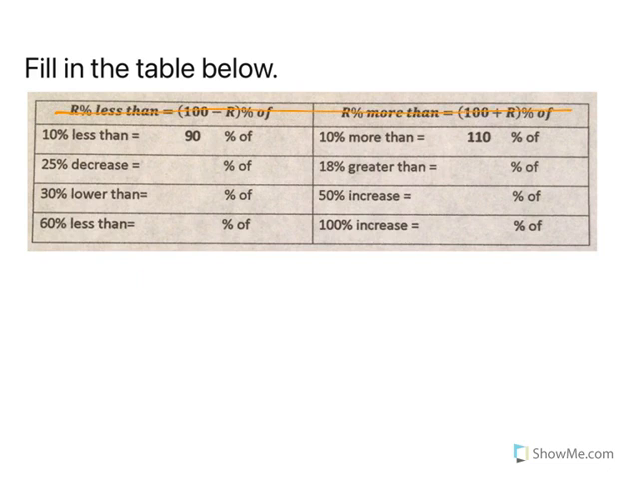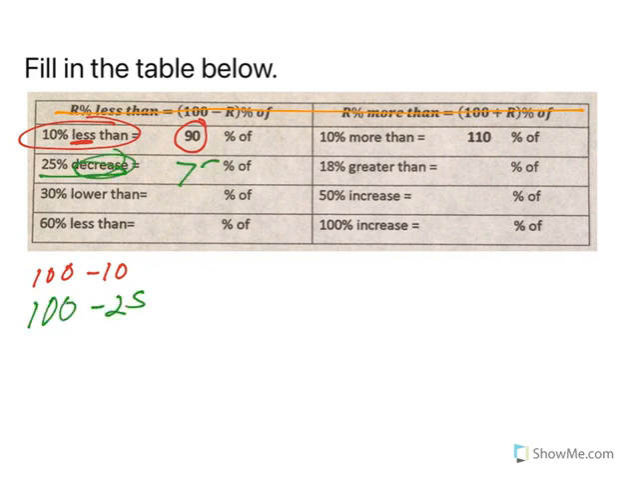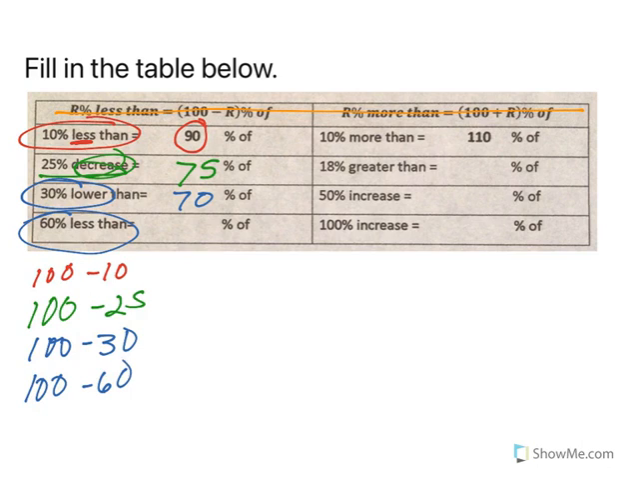I'm not really going to worry too much about this first line, but when we think about 10% less, less implies that we're going to take 100 and subtract 10, which is where we get the 90. So you have to think like what's left. If I take away 10% from our base of 100, that leaves us with 90% of whatever we're talking about. If we talk about a 20% decrease, we would take 100 minus 25, and we're left with 75% of whatever. 30% lower than, well, that would be 100 minus 30. 60% less than would give us 40. So this is like what's left.